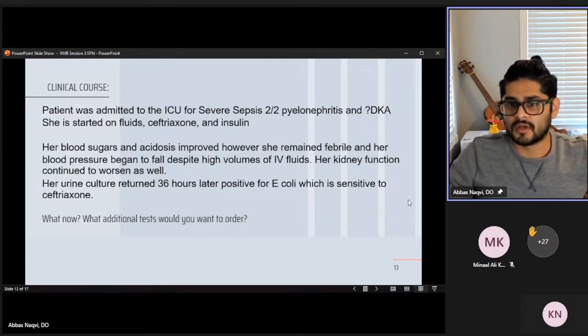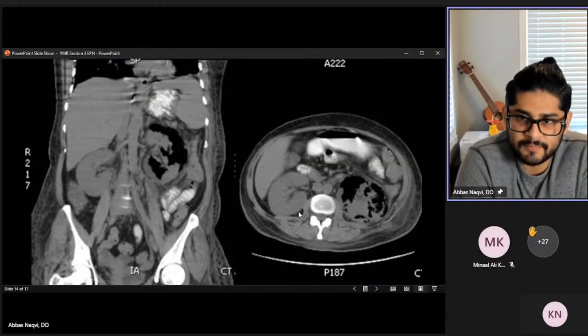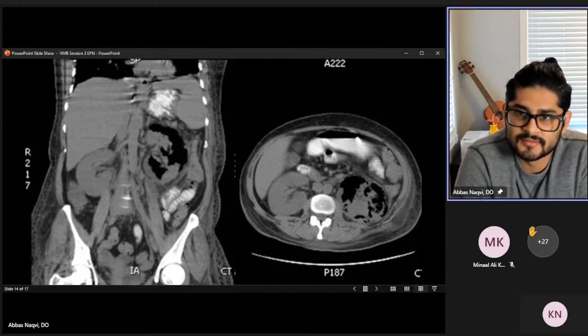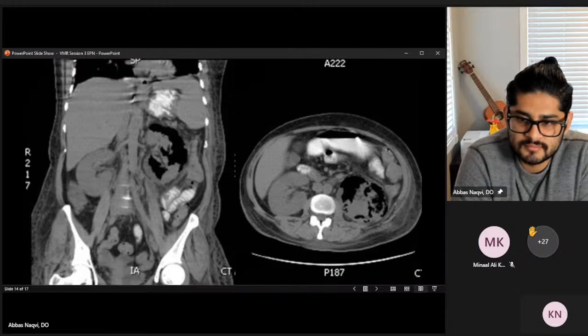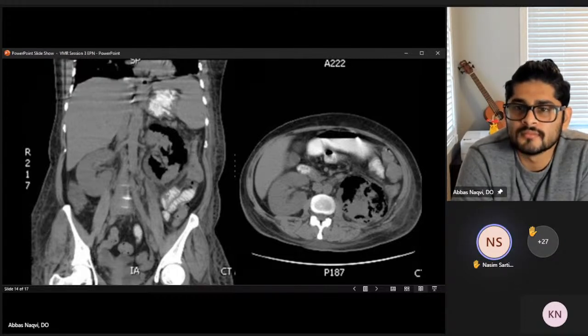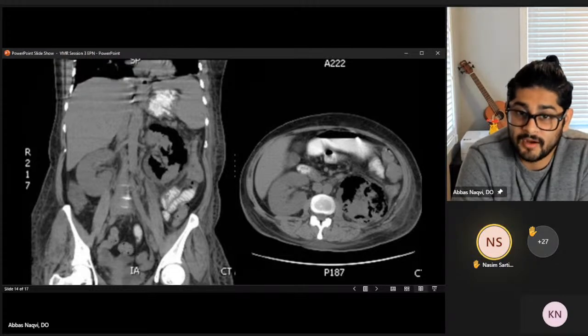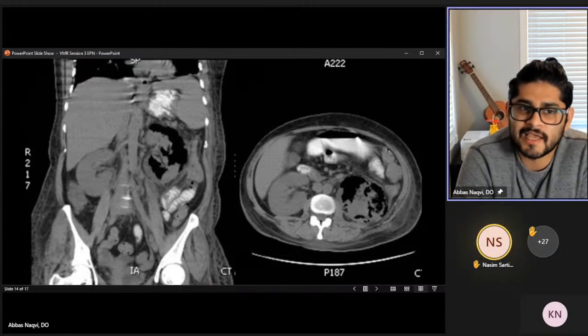Perfect. So we said imaging. This is the imaging that we get. We get a CT scan of the belly. Does anybody see anything there? I think, is it her right or left kidney? The one with all the black area, it doesn't look right. What is black on a CT scan? Is it air? Air, right? So she has air in her kidney.